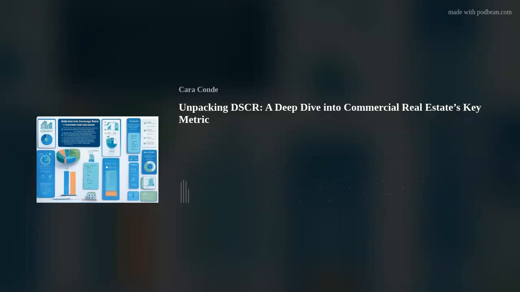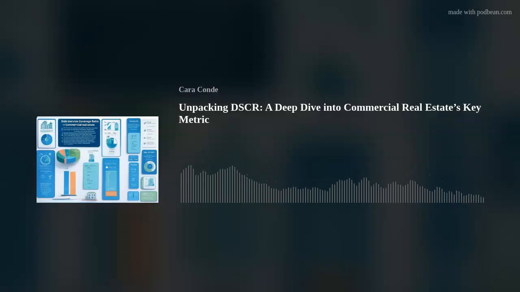But Cara Conde's guide also presents another scenario. Okay. It's property B, a retail strip mall with that kind of seasonal income we were talking about. Right. So let's crunch those numbers. This property has an NOI of $180,000. You're right. And its total annual debt service is $200,000.